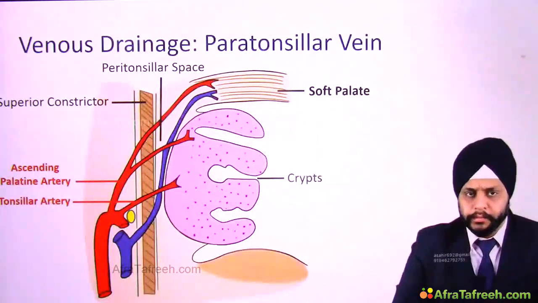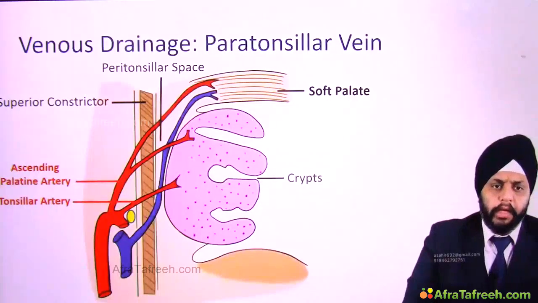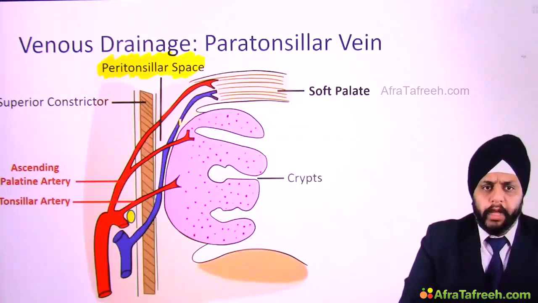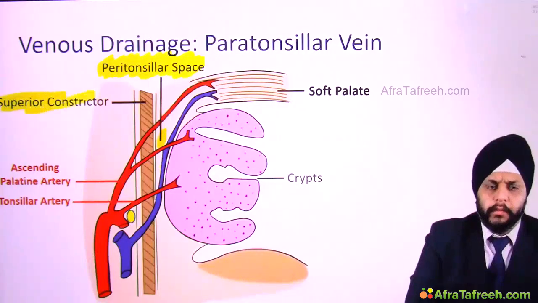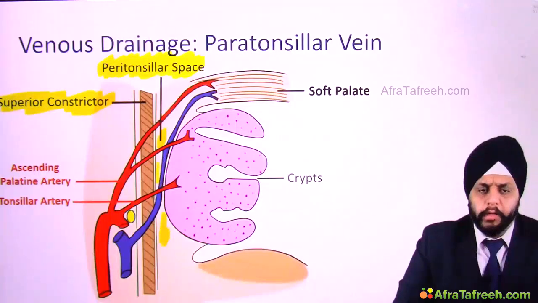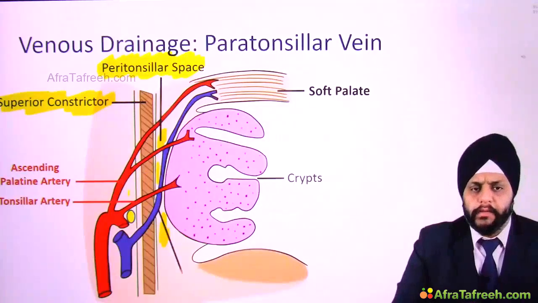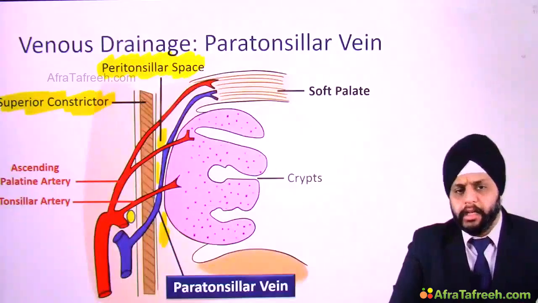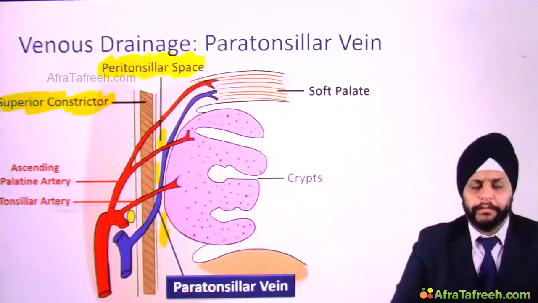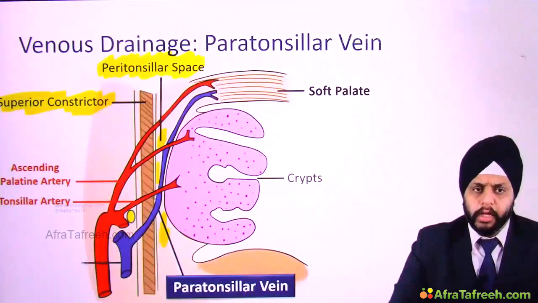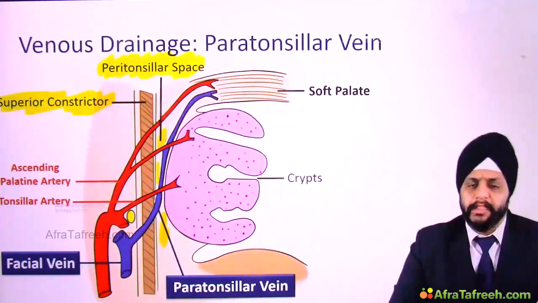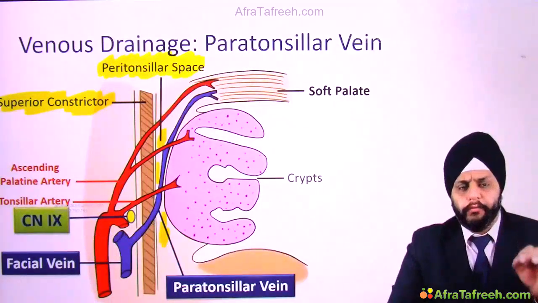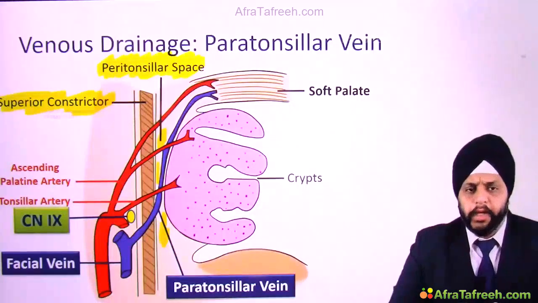What is the venous drainage? So you can see over here, this is the peritonsillar space, that is the space between the fibrous capsule and the superior constrictor muscle. And in this peritonsillar space, we have a vein that is known as the paratonsillar vein. This vein drains the venous blood from the soft palate as well as from the tonsils, and it goes and drains into the facial vein. So the paratonsillar vein is the venous drainage of the tonsils.